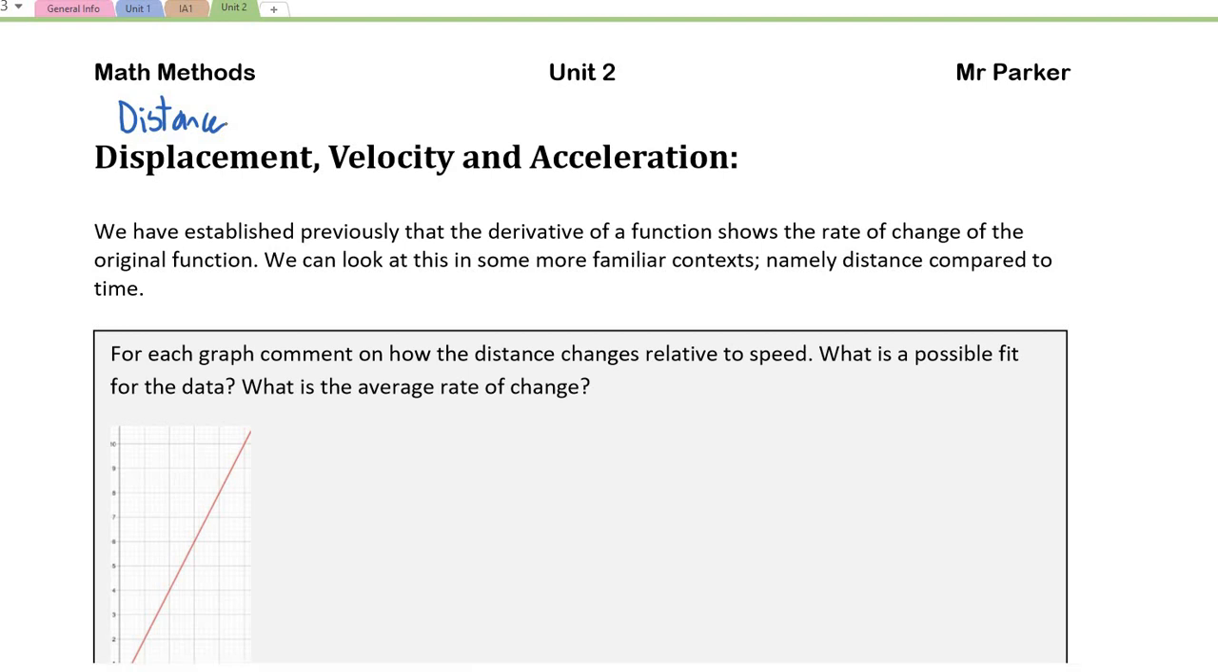Velocity, what's that another word for? Speed. Acceleration is acceleration. It's different than speed.